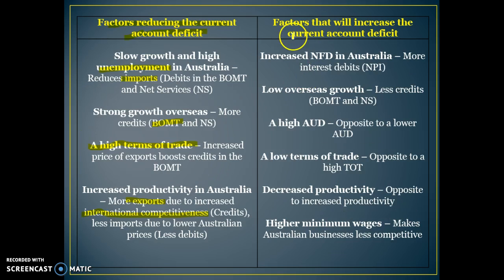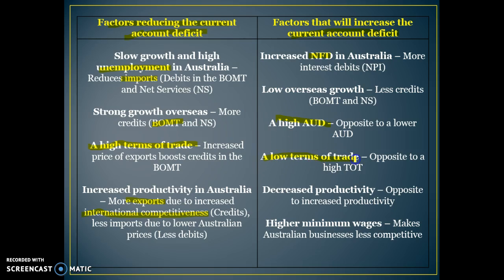On the things that will increase the current account deficit, if we have a larger level of net foreign debt, there's going to be more interest flowing out of the current account. If there's low overseas growth, opposite to the one on the other side, it's going to mean that there'll be less demand for our exports, and that will hurt the balance of merchandise trade and net services. A lot of these are the opposite. So a high Australian dollar means that we will export less and import more.